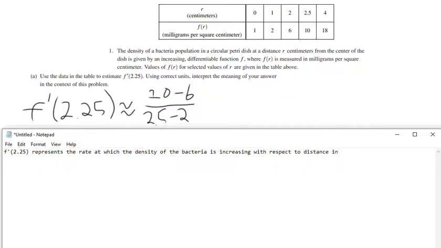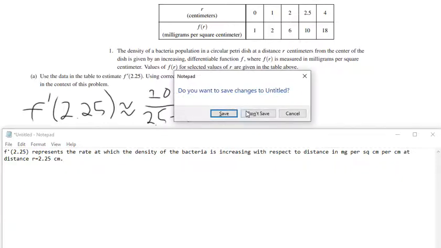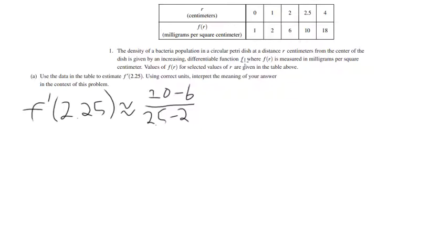and we have to use units here. So the density is milligrams per square centimeter. I'll just abbreviate this and say mg, milligrams per square centimeter, but then we have to do per centimeters because this is the rate of change of the density with respect to the distance. And I believe you might also lose a point if you don't put down at distance r equals 2.25 centimeters. I think they like you to make some sense out of the 2.25. So this should be an okay answer for part A. I'm going to clear this, and we will move on to part B.